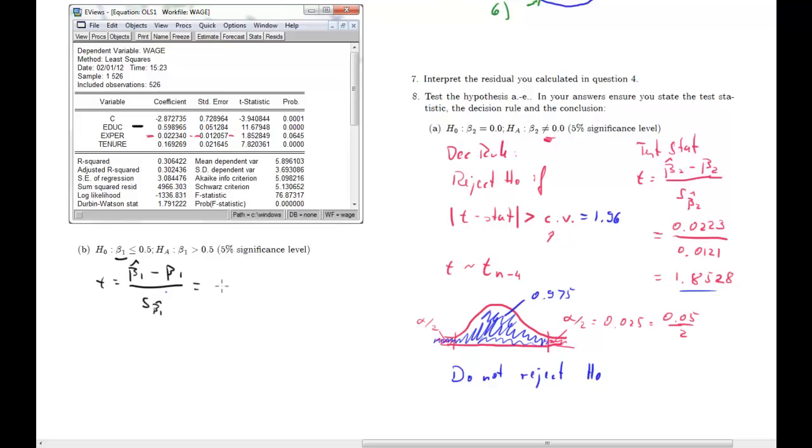So beta 1 hat is 0.5990 minus beta 1, that's from the null hypothesis, that's 0.5, divided by the standard error, that is this guy here, 0.0513. So if we do this calculation, we'll get a value of 1.9298.